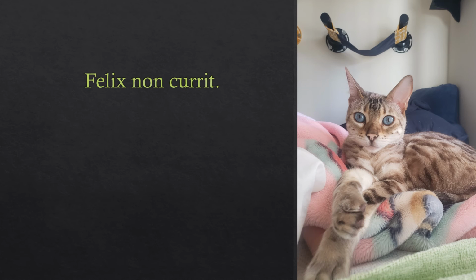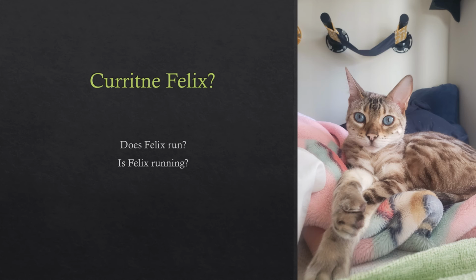What are all possible ways of translating this sentence? Felix non currit. Felix is not running. Felix does not run. What are all possible ways of translating this sentence? Currit ne Felix? Does Felix run? Is Felix running?